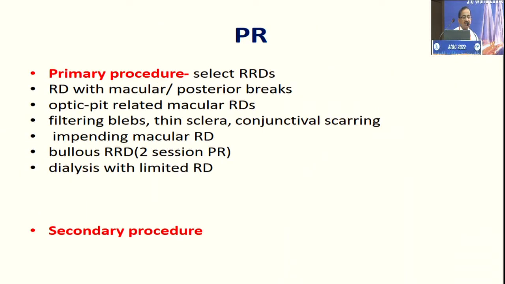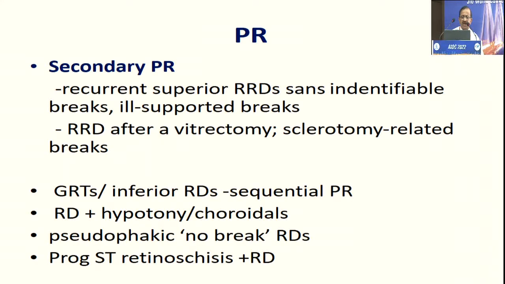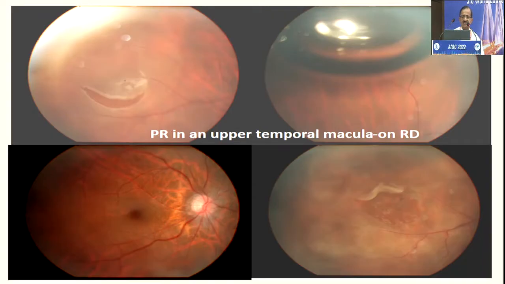So these are some of the situations where pneumatic retinopexy can be elegantly employed. And as a secondary procedure, as we are all very well aware, for recurrent superior RDs where we can't identify the causative break, or ill-supported breaks, or RRD after vitrectomy and sclerotomy-related breaks. As extended indications, some of these are also in the list. So these are some pictures which show a patient who had a pneumatic retinopexy for an upper temporal macula-on RD with good results.